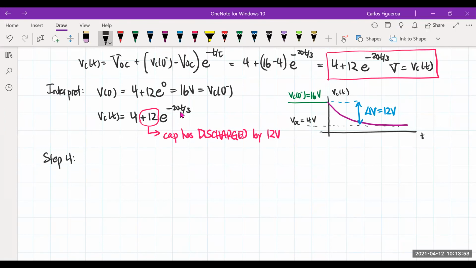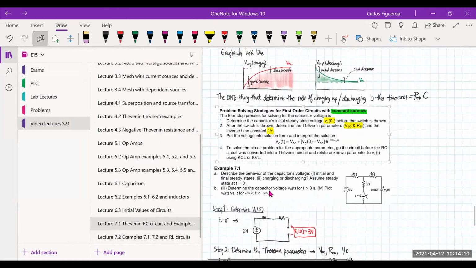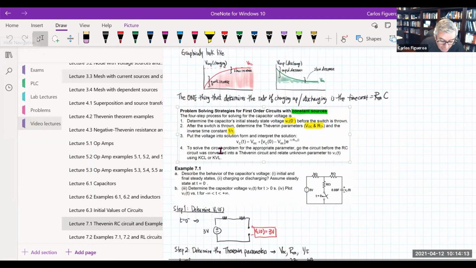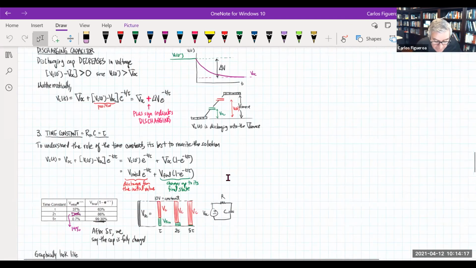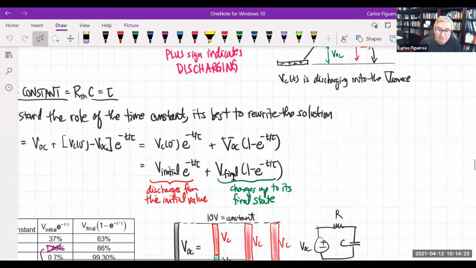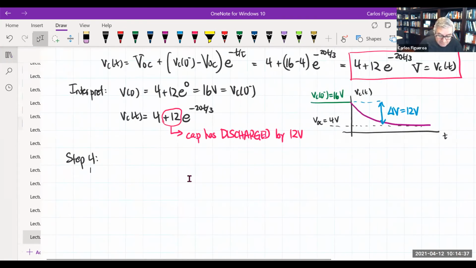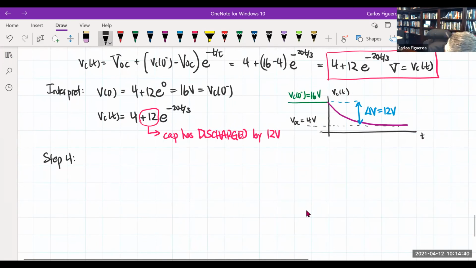Carlos? Yeah, question. Going back to what Jason was talking about, when we talk about VOC, is that somewhat synonymous with infinity, when the capacitor's at steady state after the switch is thrown? That is exactly what it is. And if we go back to a previous lecture, look how I interpreted this. VOC is V final state. That's what I was trying to stress last time. That's what I mean by the final steady state. Got it. Thank you.